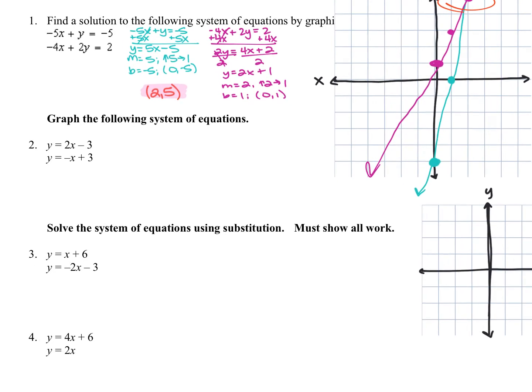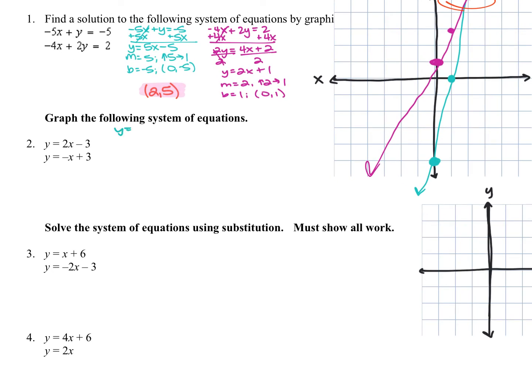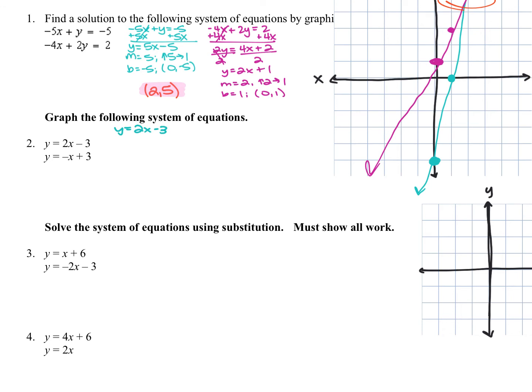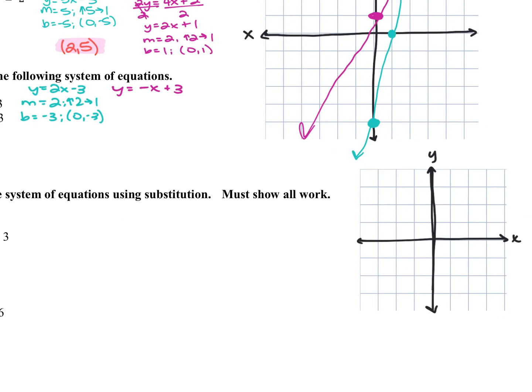For number 2, you have y is equal to 2x minus 3, and y is equal to negative x plus 3. For the y is equal to 2x minus 3, your slope is 2, so we're going to go up 2 to the right 1. And your b is negative 3, so that means we're going to start at the ordered pair 0, negative 3. So 0, negative 3 is here. We're going to go up 2 to the right 1 and draw our line through those points.